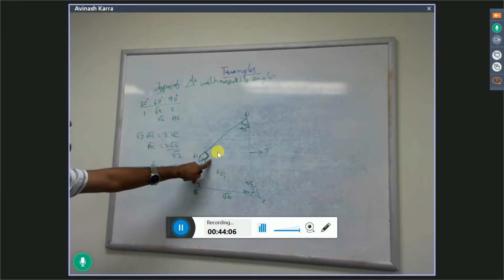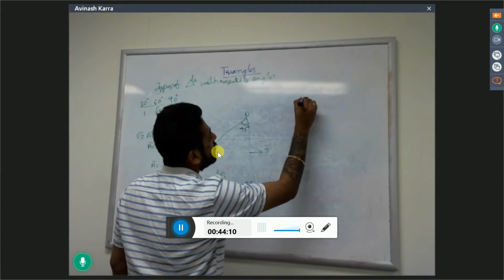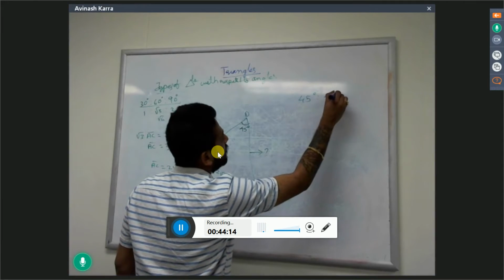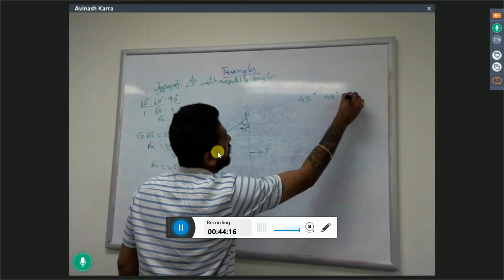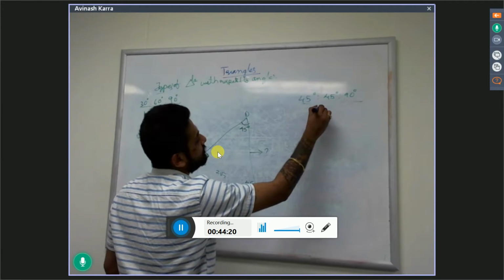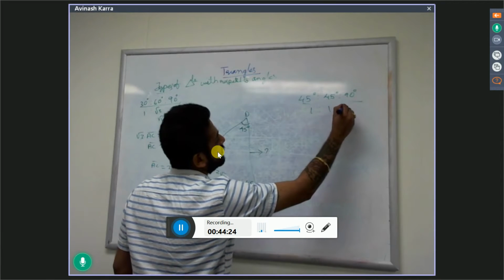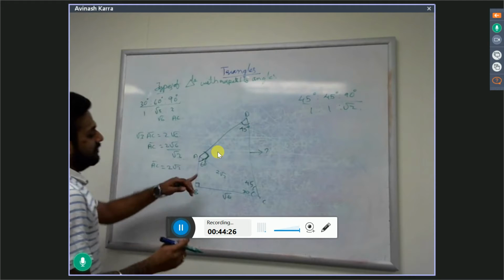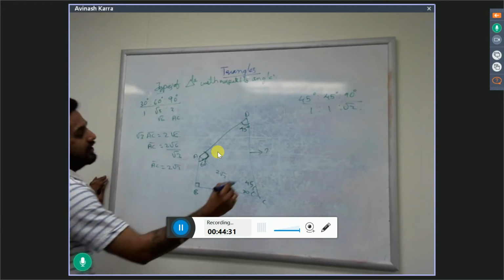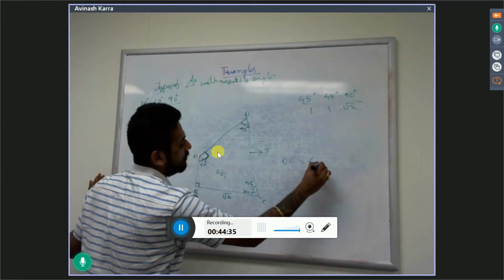So now it is 45, 45, 90. The ratio is 1 is to 1 is to root 2. And the same way, just apply the value. You get CD is equal to 4.